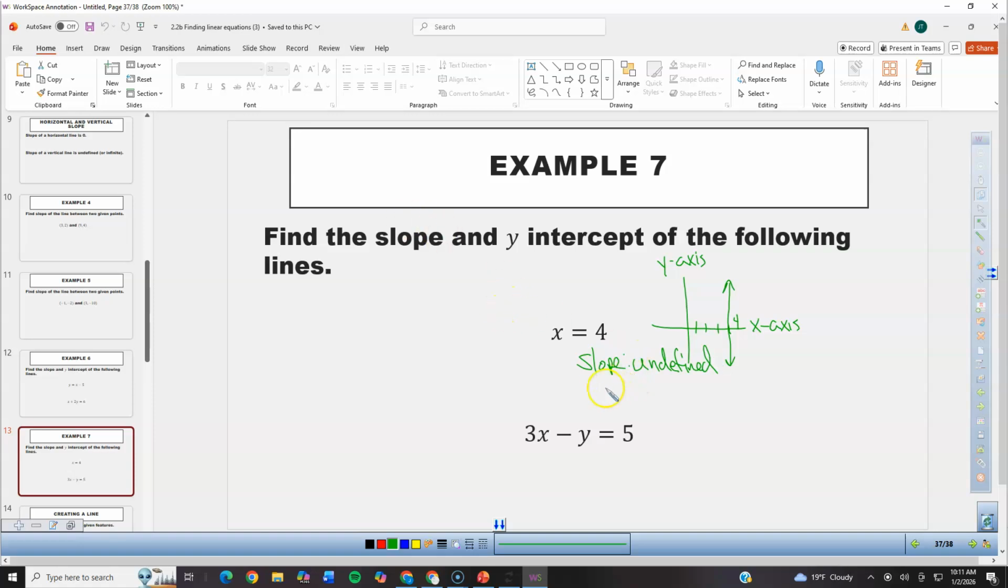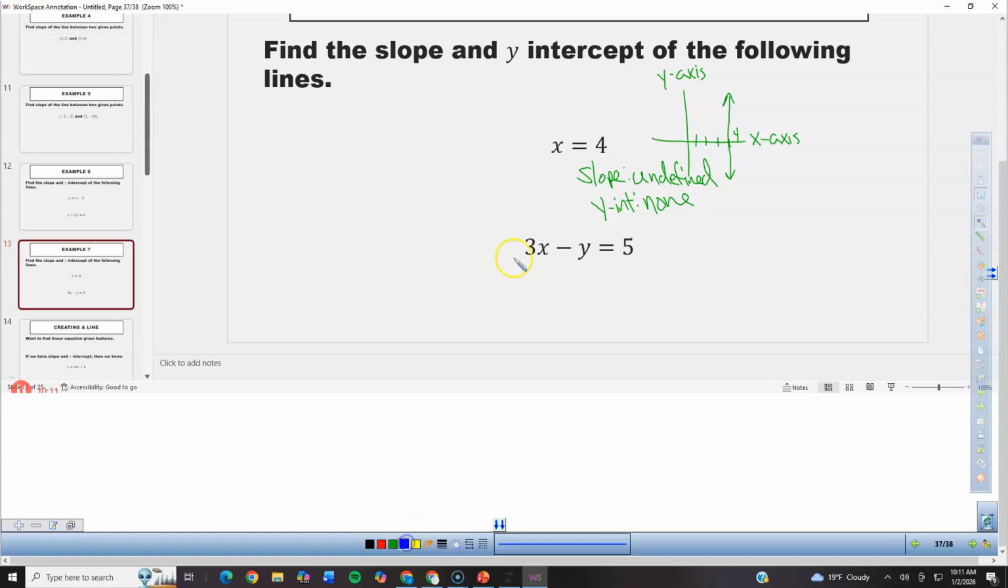And the y-intercept, there is none, because it never crosses the y-axis, hence no y-intercept. Okay? Y'all try this one. Pause the video, try it, and then I'll go over it in 3, 2, 1.